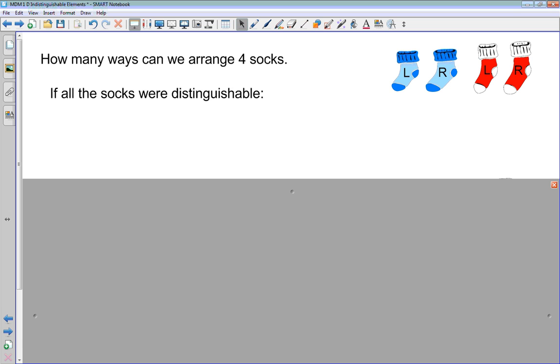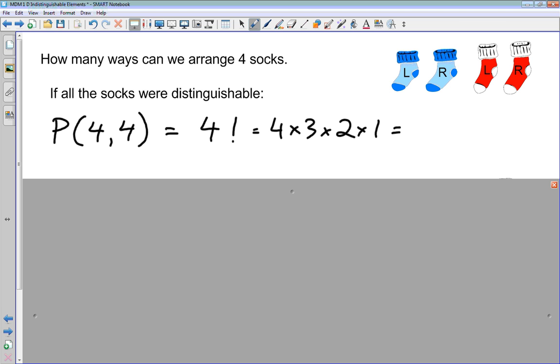So if we have 4 distinguishable socks, how can we do a permutation of these 4 objects? Well, we've got 4 things, we're taking 4 of them out, so the permutation is just going to be 4P4. Okay? And we know from our work with factorial notation that this is going to be 4 factorial, or 4 times 3 times 2 times 1. So there are 24 ways that we could arrange those 4 socks that we have right there.